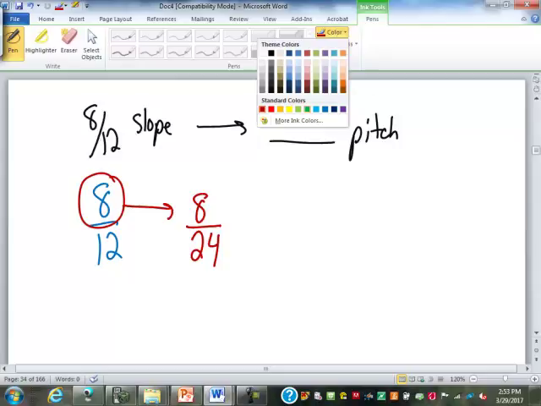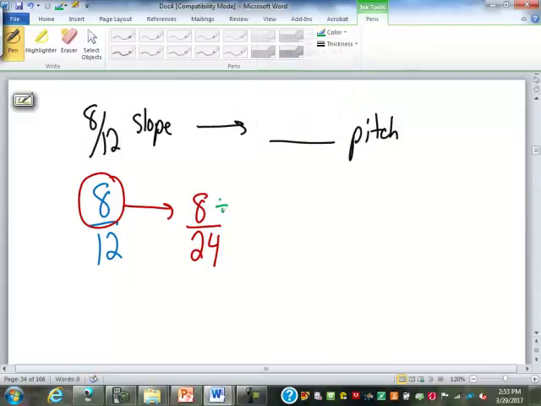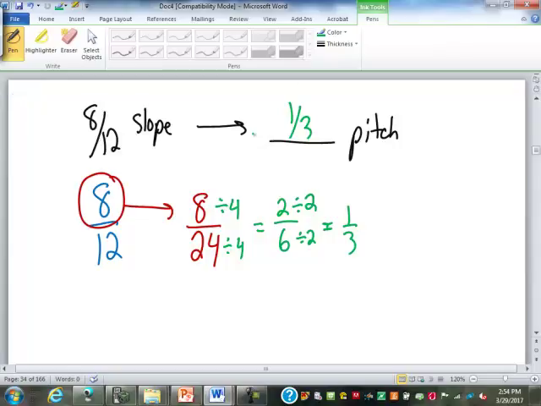So 8 over 12 becomes 8 over 24, and then we simply reduce that fraction. 8 and 24 can both be divided by what? 4 will work. 8 divided by 4 is 2. 24 divided by 4 is 6. We can still divide both of those by 2. 2 divided by 2 is 1. 6 divided by 2 is 3. So an 8/12 slope is a 1/3 pitch.